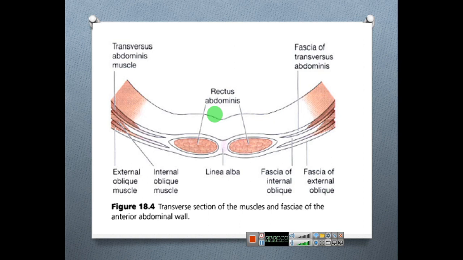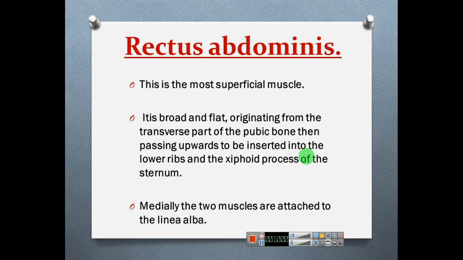In this picture, you can see a transverse section of the muscles and fascia of the anterior abdominal wall: the transversus abdominis muscle, external oblique muscle, internal oblique muscle, and rectus abdominis. This is the linea alba in the midline, and the fascia of the transversus abdominis, fascia of the internal oblique, and fascia of the external oblique. There are two fascias, external fascia and internal fascia.